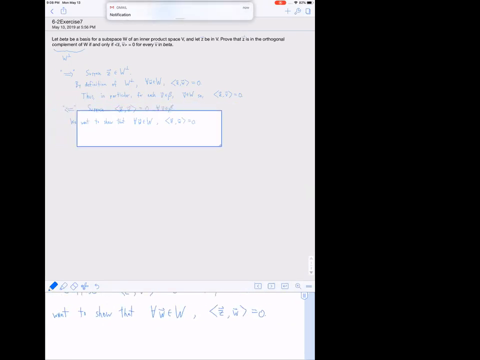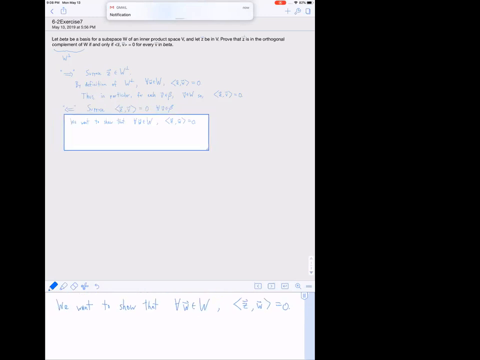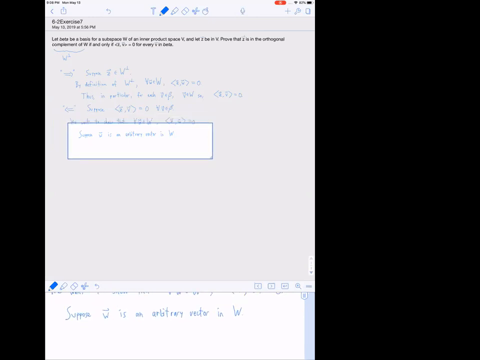Well, we need to show this for all W in W, so we take an arbitrary vector from them. Suppose little w is an arbitrary vector in W. Well, since beta is a basis, it spans capital W, so we can write any vector from W as a linear combination of the vectors from beta. That is true in particular then of this arbitrary vector W.